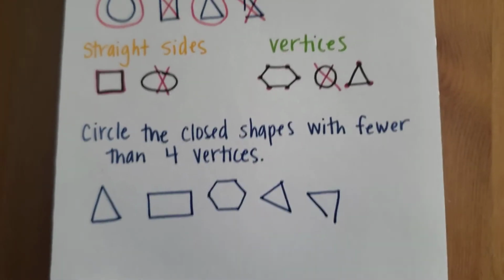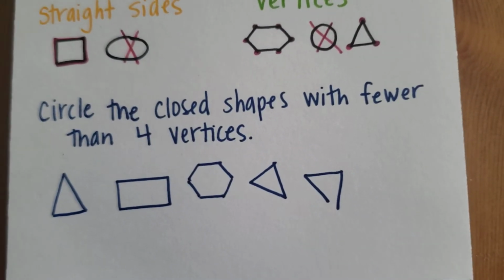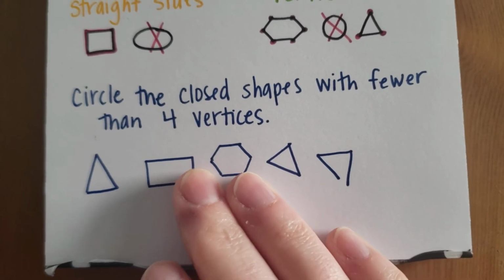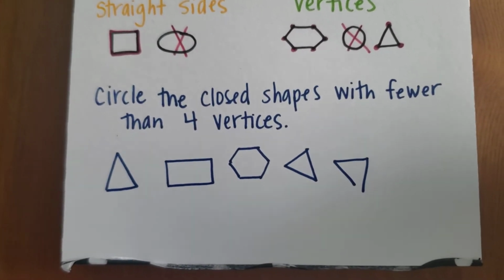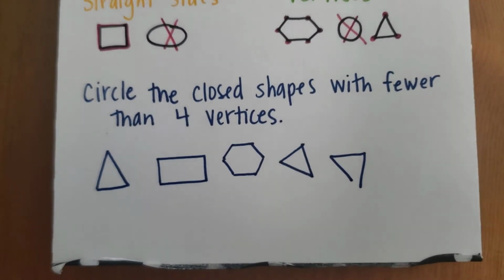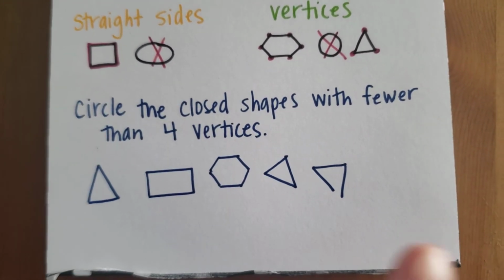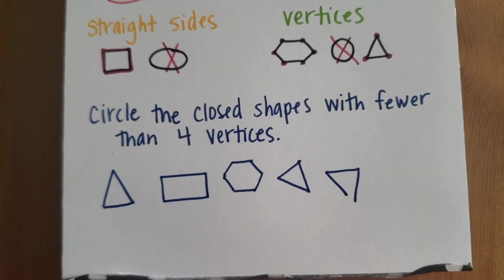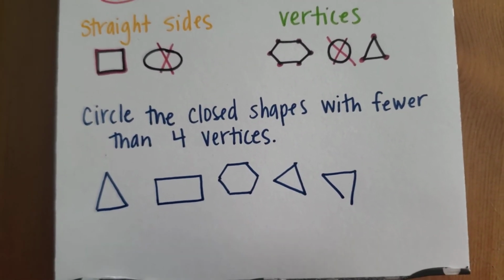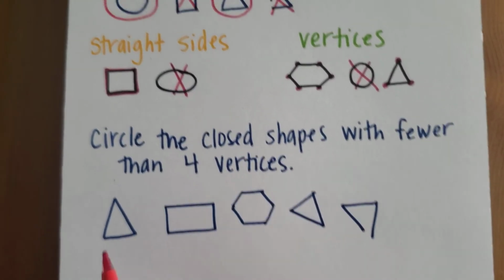On this one, we're supposed to circle the closed shapes with fewer than 4 vertices. So fewer than 4, I know my numbers and I know how they go. So I know it's going to have to be 3, 2, 1, or 0, but we can't really have 0 vertices because that means we don't have any vertices. So let's look at these shapes.